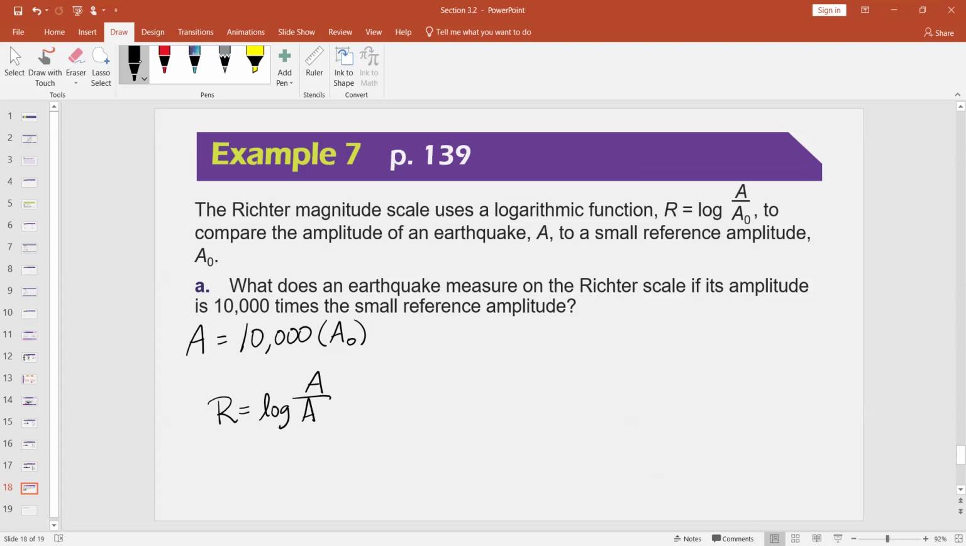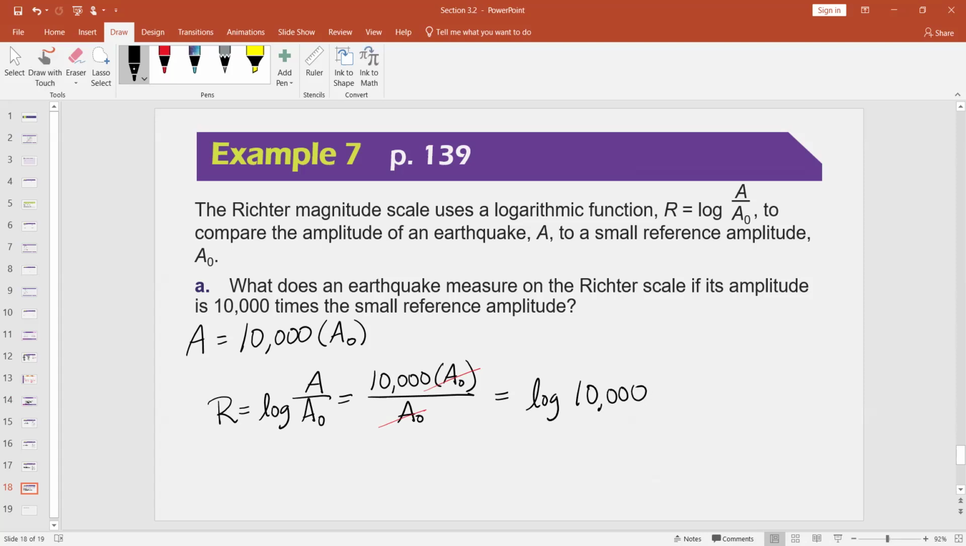So I can take my function R equals log, and instead of A, well, I'll go ahead and write it out. It's A over the amplitude I'm asked to find over the reference amplitude. I'm going to rewrite A as 10,000 times the reference amplitude over the reference amplitude. And you can see that those are in fact going to cancel. And so what this gives me is log 10,000.